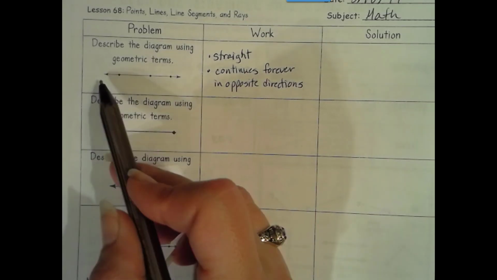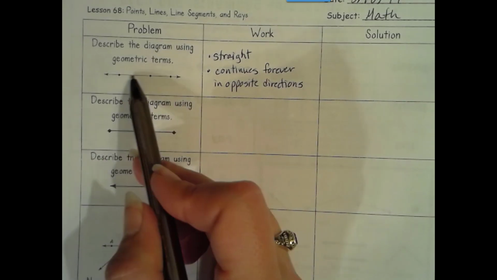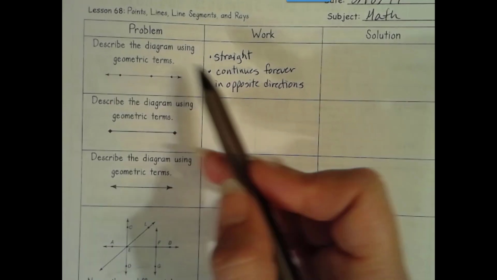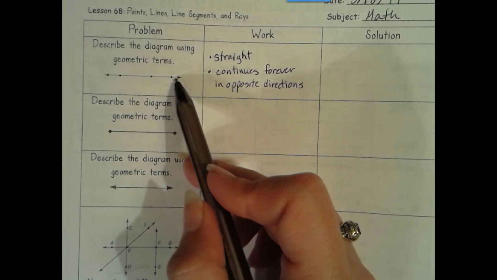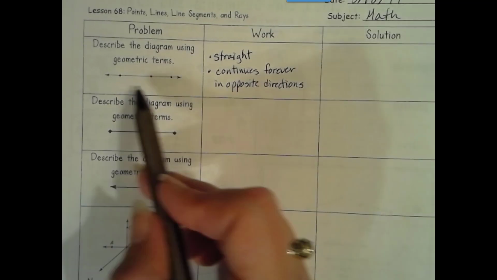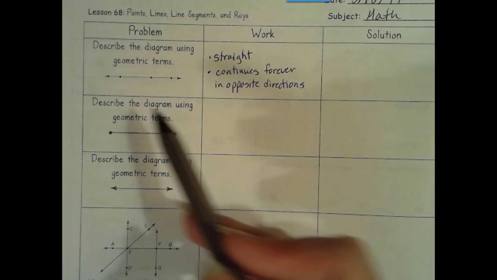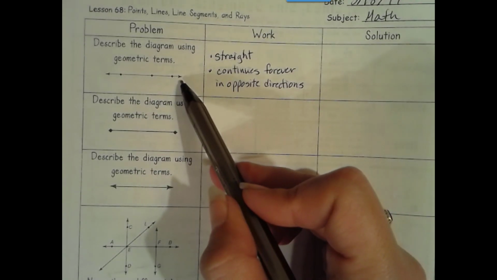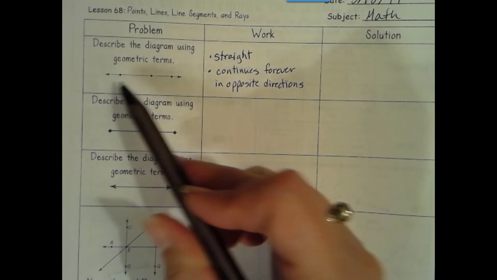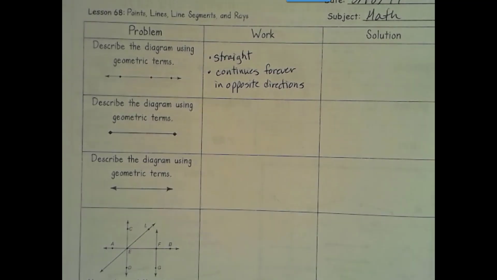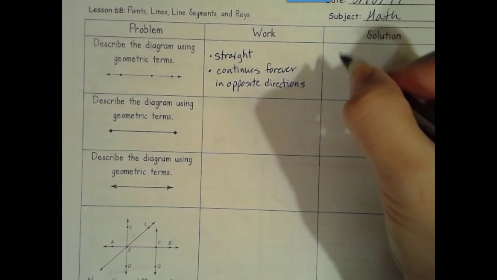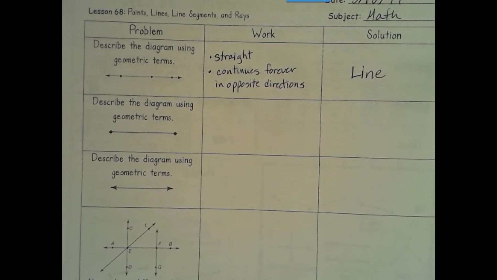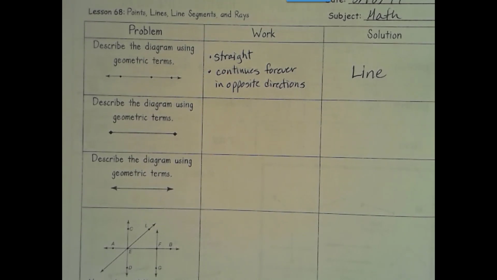That's what the arrows are telling me, that each side of this straight diagram is going to continue forever. I could put a straight edge up and have it continue across the paper if I needed to, because that's where it would go. But because we don't want to spend our time drawing a line, we put the arrows on to show that it will continue if need be. So that means this is a line. That's the best name for that diagram.